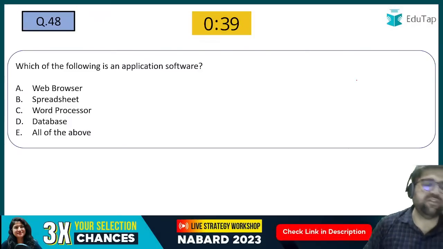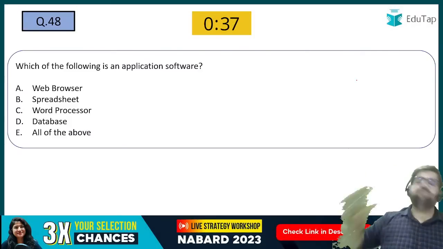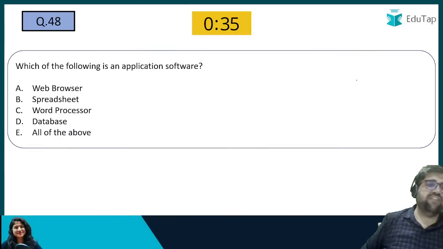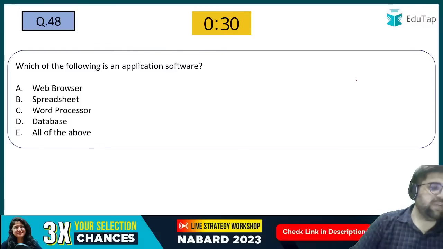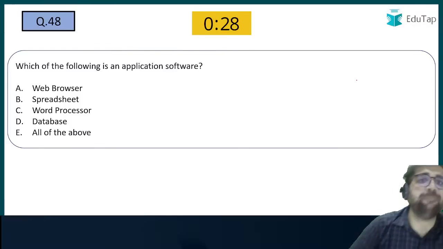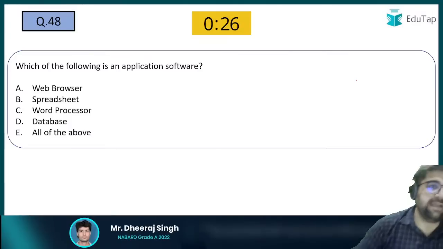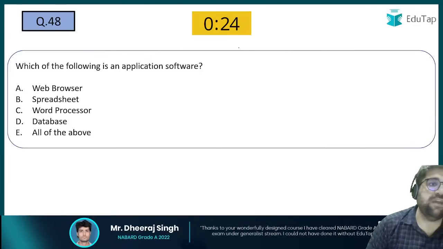84 people are there with me. I need answers from everyone. Question number 48. Which of the following is an application software? Yes, the correct answer will be all of the above.